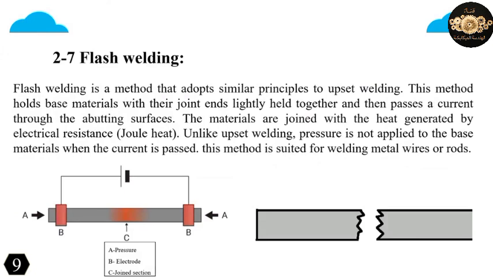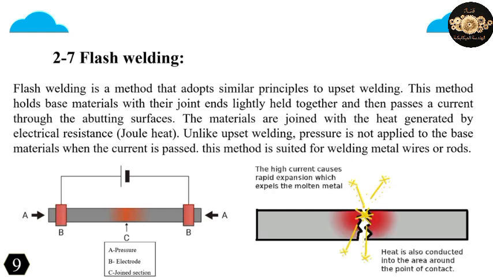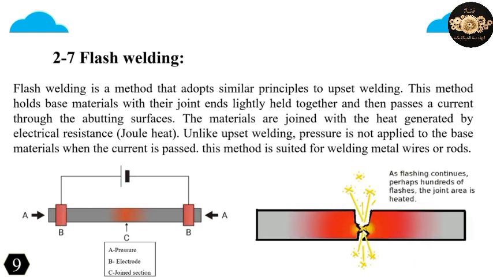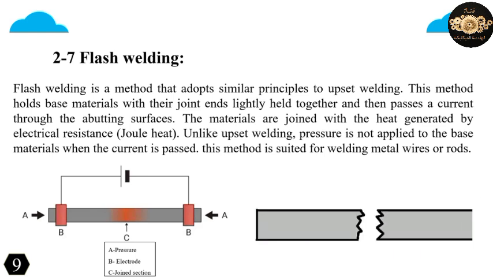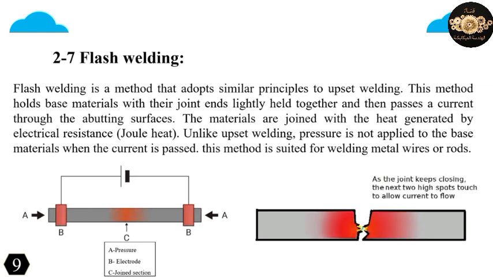Flush welding. Flush welding is a method that adopts similar principles to upset welding. This method holds base materials with their joint ends lightly held together and then passes a current through the abutting surfaces. The materials are joined with the heat generated by electrical resistance. Unlike upset welding, pressure is not applied to the base materials when the current is passed. This method is suited for welding metal wires or rods.